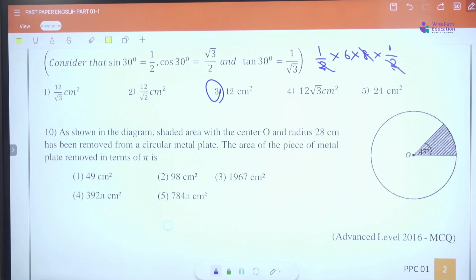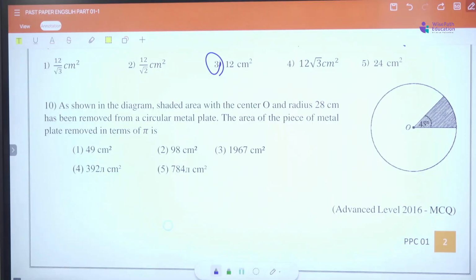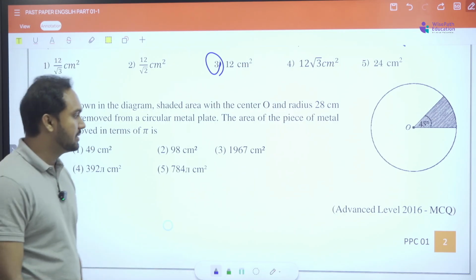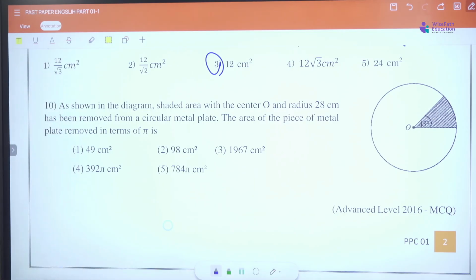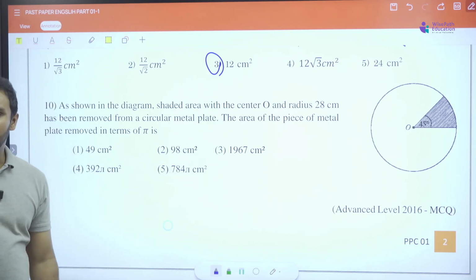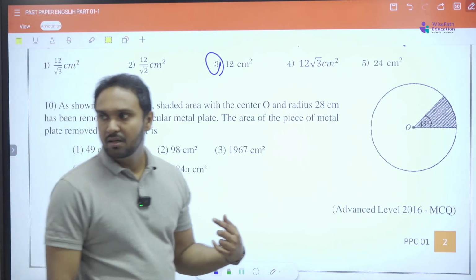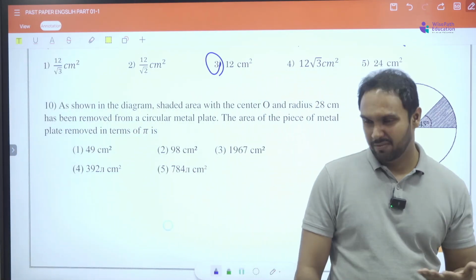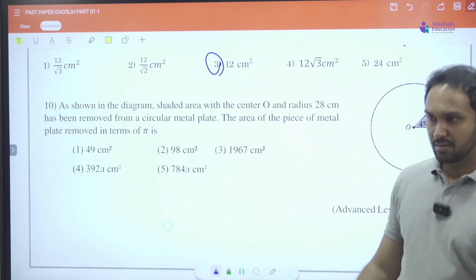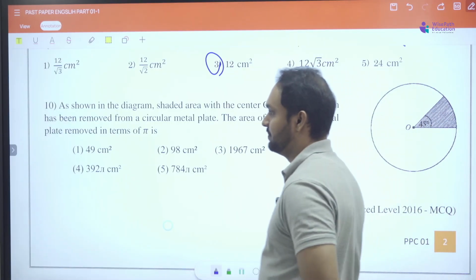Come to this one. As shown in the diagram, shaded area with the center O and radius 28 centimeters has been removed from a circular metal plate. The area of the piece of metal plate removed is asked in terms of pi. That means don't simplify the pi, that's all. So the shaded area is a sector. What do you put there? They are asking it in terms of pi. So is it easy to put half r squared theta or theta over 360? Half r squared theta is easy, isn't it? So apply half r squared theta.